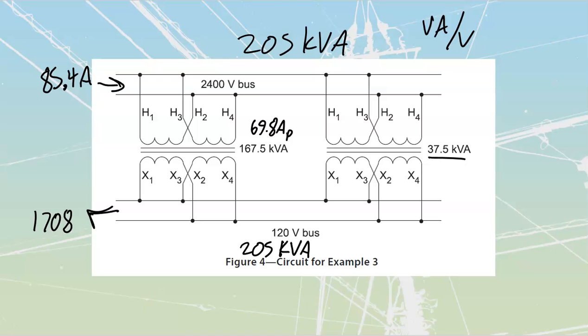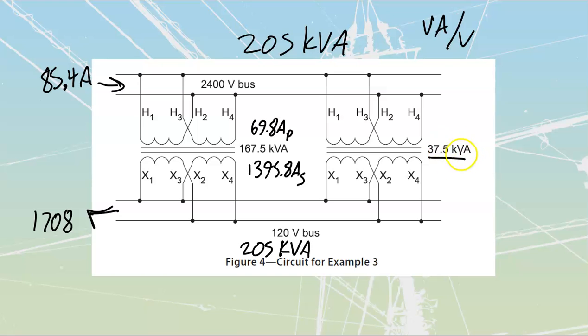Let's do the secondary side as well. Once again, total VA, 167.5. We're going to divide it by the voltage that we're putting out. We've got them in a parallel connection, so 120 volts, which tells me that this bank total on its secondary is going to put out 1,395.8 amps secondary.